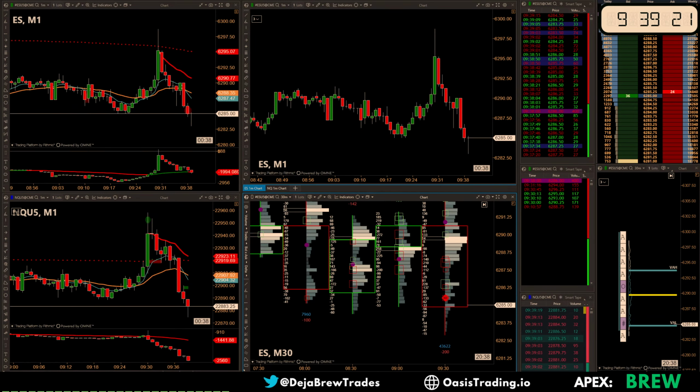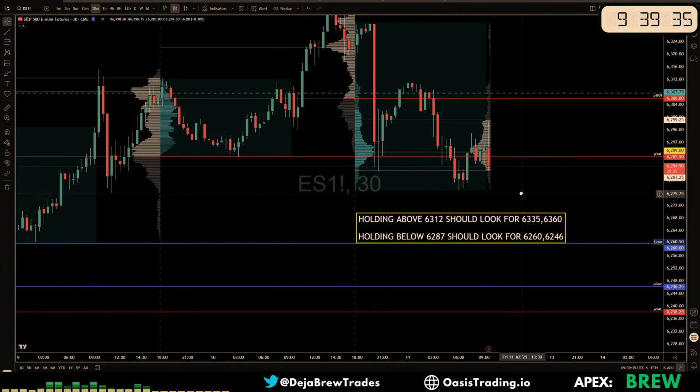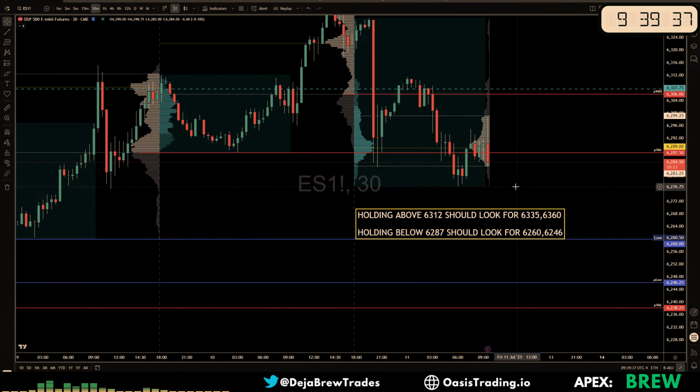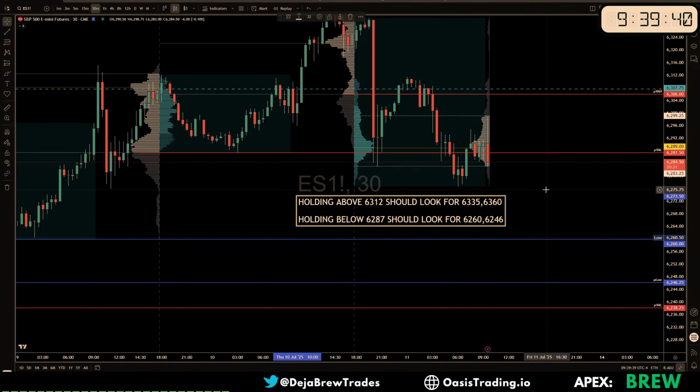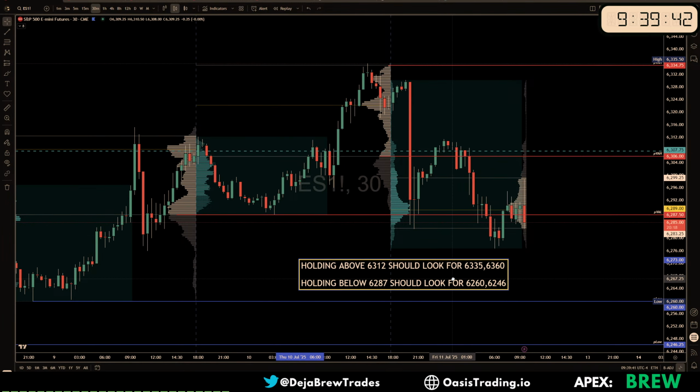Okay, value low coming up at 867, then 840, next level. ES breaking that value low, staying below 287, looking pretty weak. Overnight low is 275, and then 260.